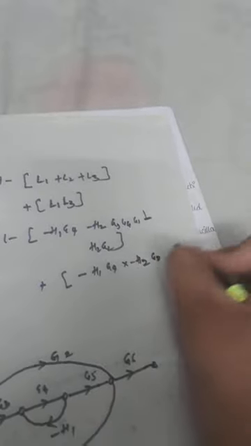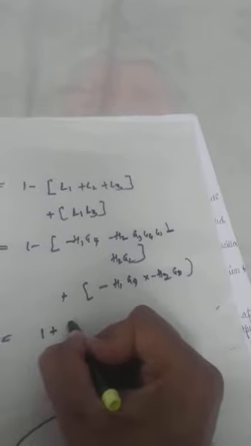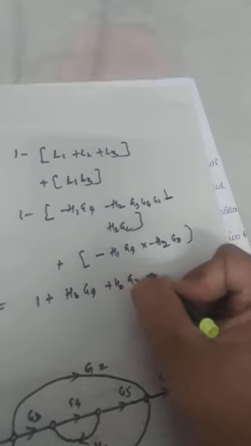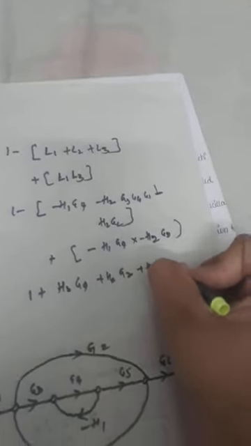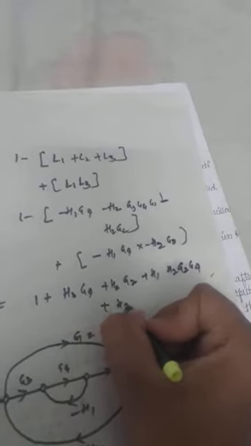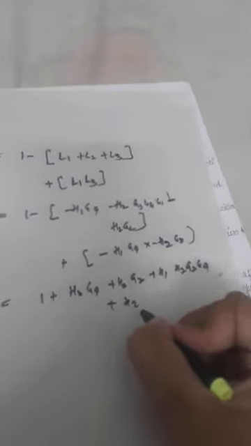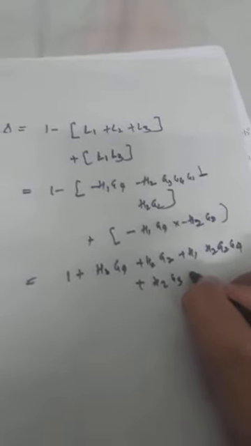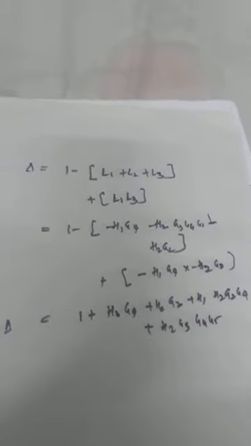Okay, so solve this, you will get 1 plus H1 G4 plus S2 G2 plus H1 S2 G2 G4 plus S2 G3 G4 G5. Now you got the value of delta also.